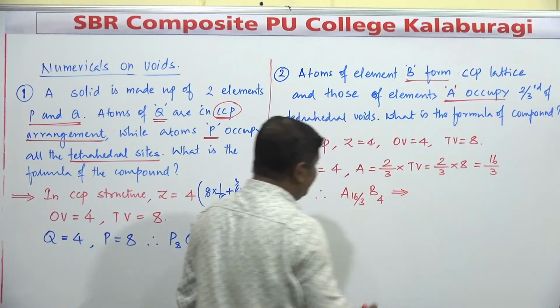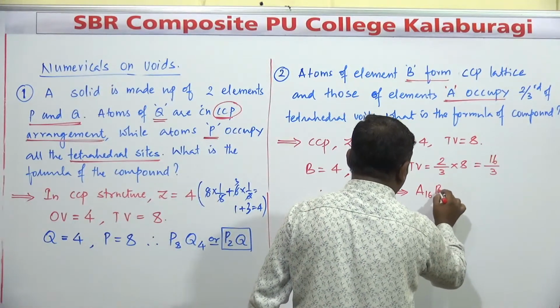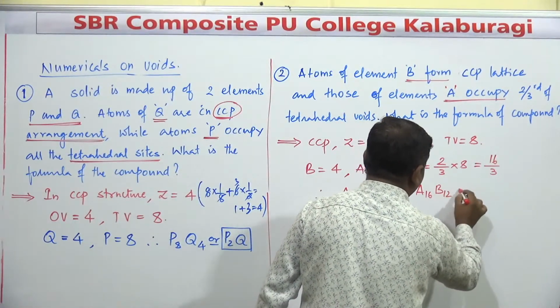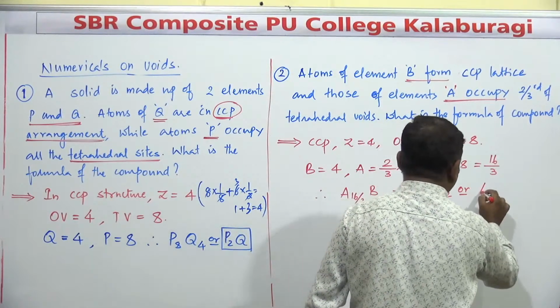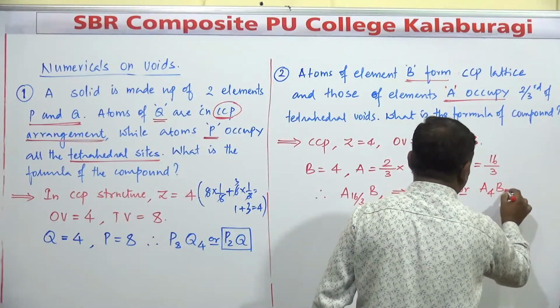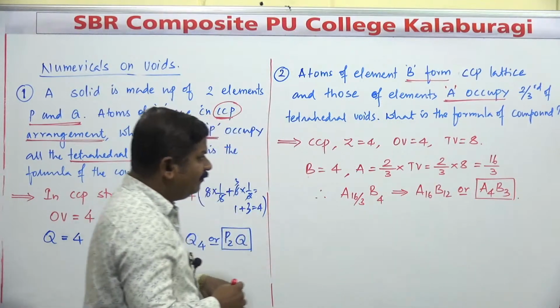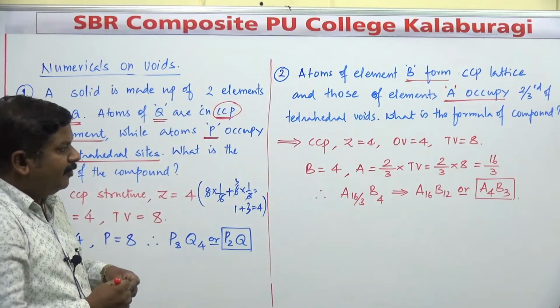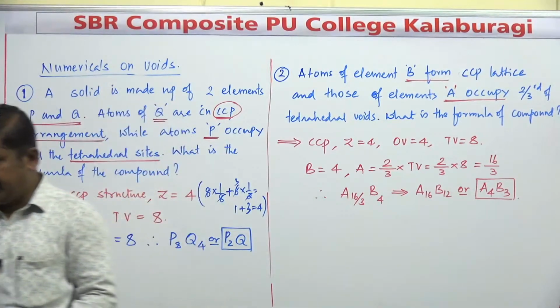If you multiply by 3, what's the value? This is going to be A16 and B12. A16 and B12 means what is the simplest ratio of this particular compound? It is A4B3. The simplest formula of the compound is referred to as A4B3. That is the formula of the compound for this type of arrangement, A4B3.